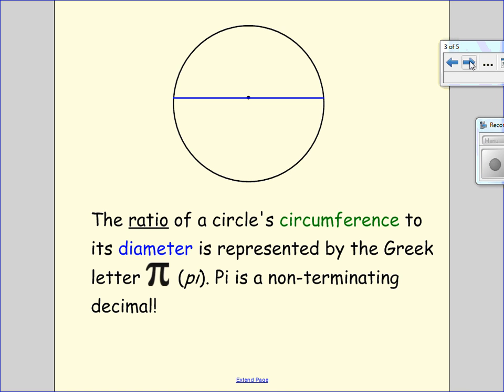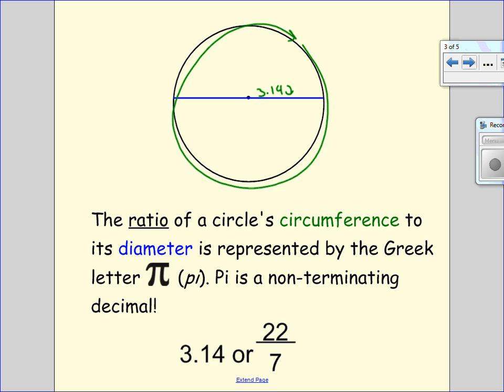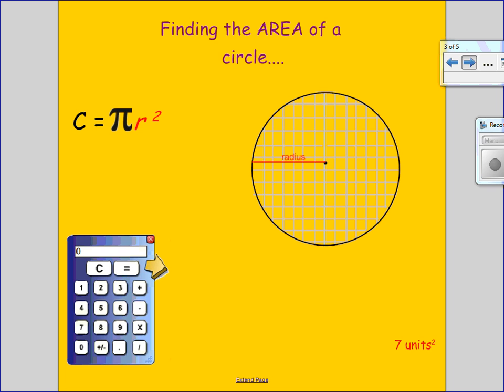Remember that the ratio of a circle's circumference to its diameter is represented by the Greek letter pi, and pi is a non-terminating decimal. So for our purposes, we're going to shorten it, or use an approximation, and say that pi is approximately 3.14, or the fraction 22 over 7. That means it takes 3.14 of these diameters to make it around this entire circle, or the circumference. So finding the area of a circle, we want to find the number of square units on the inside.